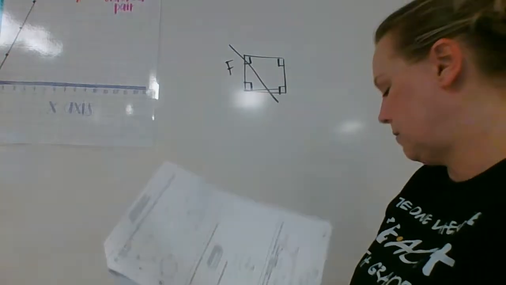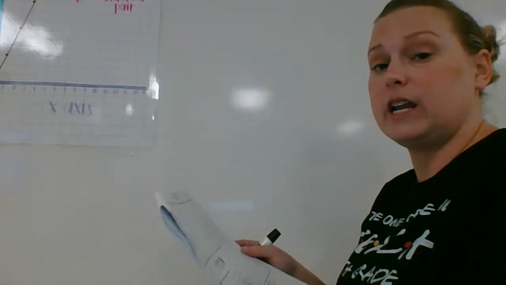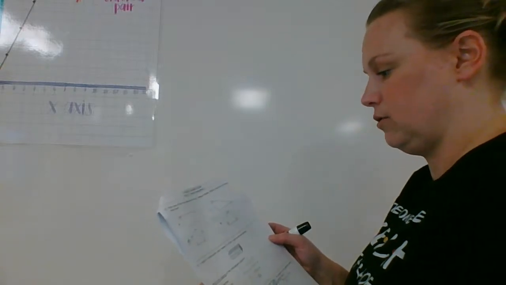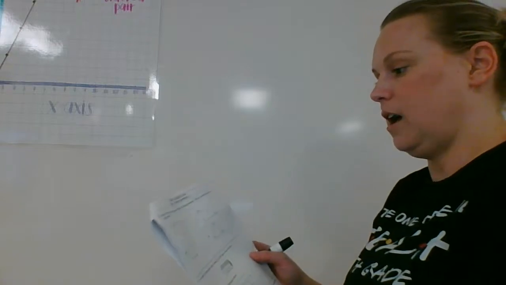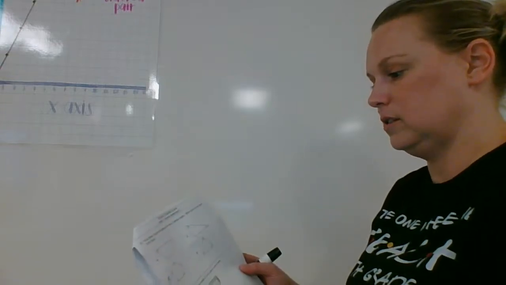All right, number 15. 5 more, we're done. Yay! All right, Victor drew a figure that appeared to have 3 obtuse angles. Which figure could be the figure that Victor drew? So we're looking for the object that has 3 obtuse angles.